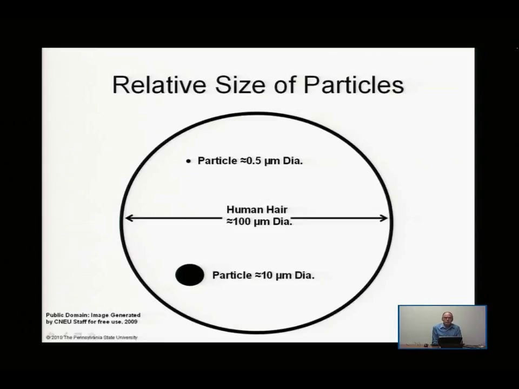Here's another diagrammatic depiction of particles, and this one shows the relative size of particles. You can see the different sizes. There's a human hair. There's a particle that's the black dot. That represents a particle that's 10 microns in diameter, so you can compare it against the human hair. The dot up above, that's a particle that's 500 nanometers in diameter. So this is obviously not to scale, but it gives you an idea of the different sizes of particles.